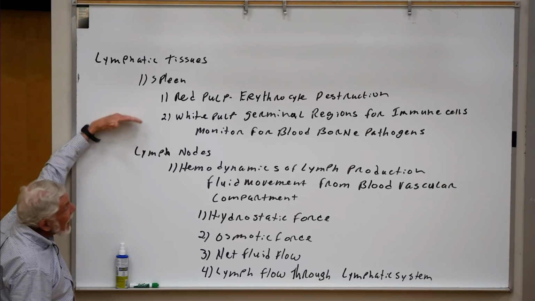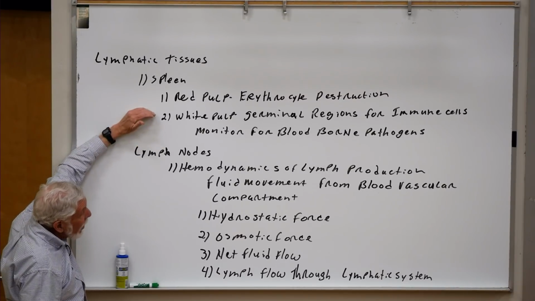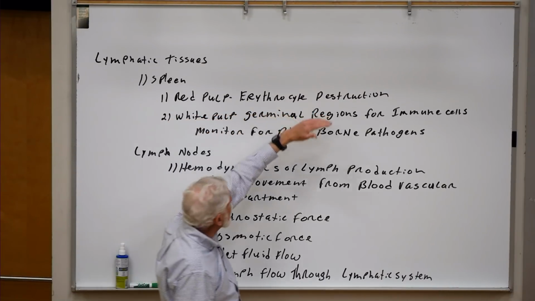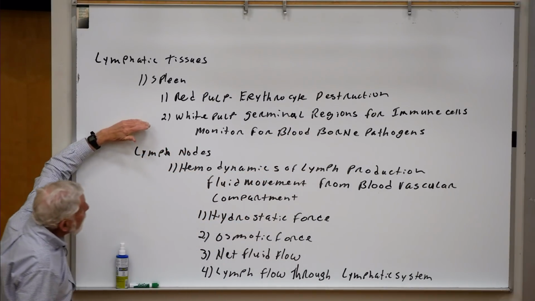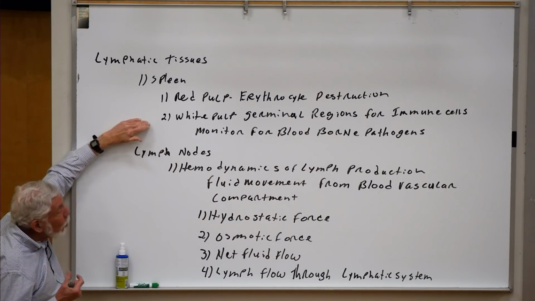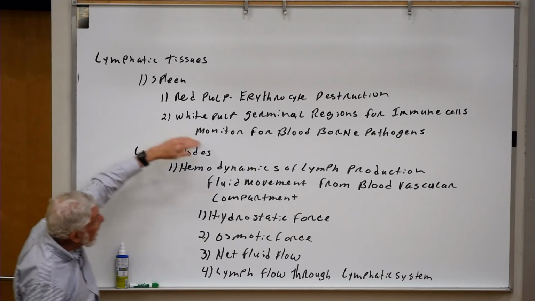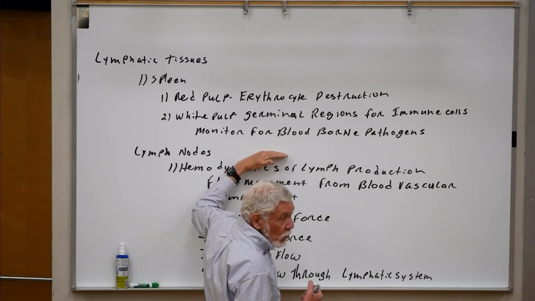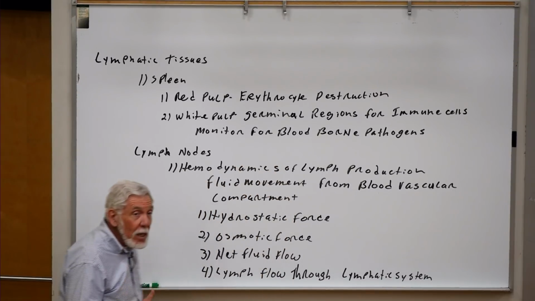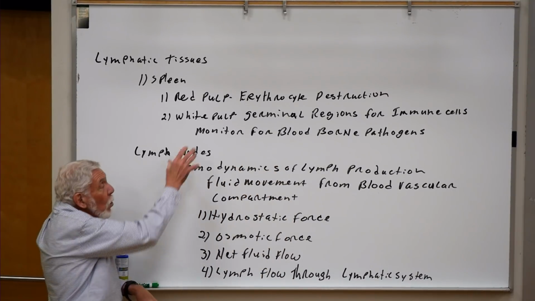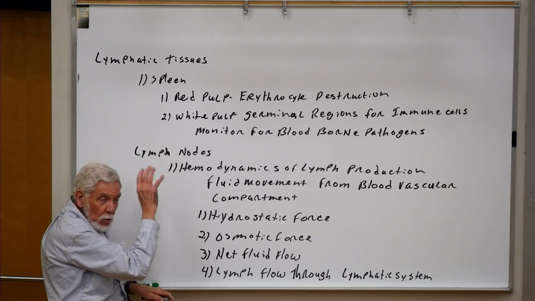So what we'll do today is we'll bring up this idea of that red pulp where the erythrocytes are destroyed. But we're also going to bring up a neighboring region called the white pulp. And we'll bring this up because the white pulp is going to be kind of a germinal region for immune cells. So now within the spleen, there are going to be centers where we aggregate cells of the immune system.